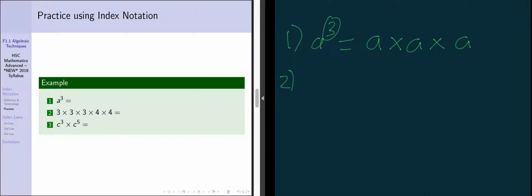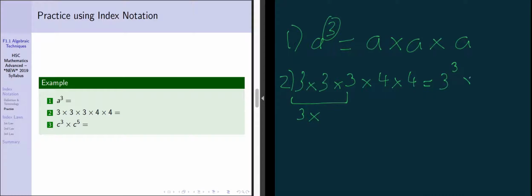Then the second one is we want to convert it to index notation. So we have 3 multiplied by itself 3 times. So we have the base of 3 multiplied by itself 3 times, so the power is 3.